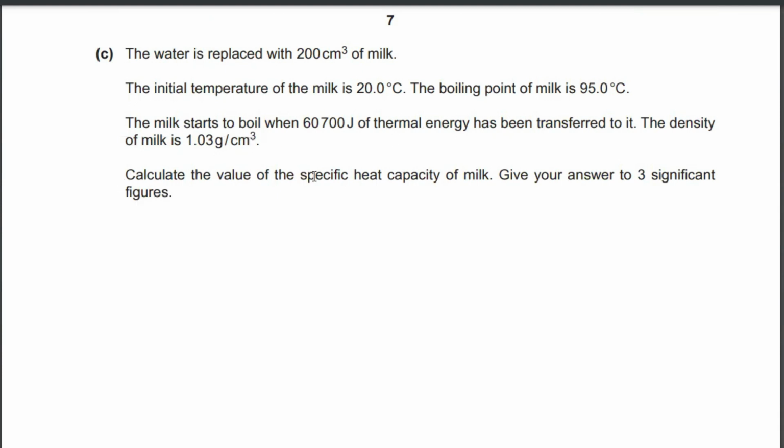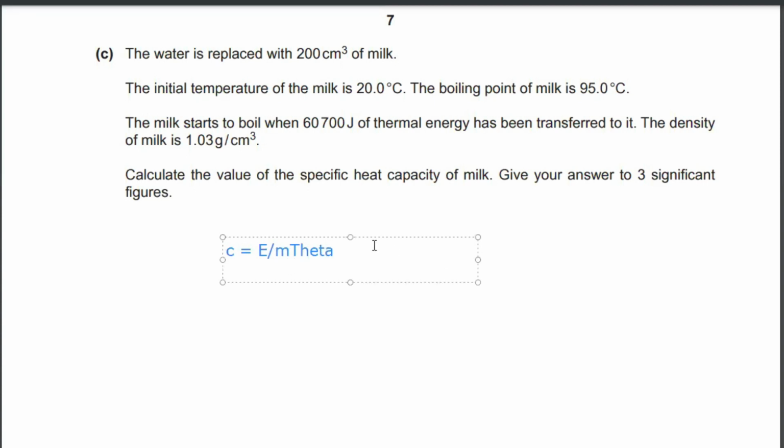Now we want to calculate the specific heat capacity of milk. The equation for specific heat capacity, C, is equal to the energy required to raise the temperature of 1 unit of mass, let's say in this case a kilogram, by some temperature, let's say theta. So specific heat is the energy required to raise the temperature of 1 kilogram of mass by 1 degree.